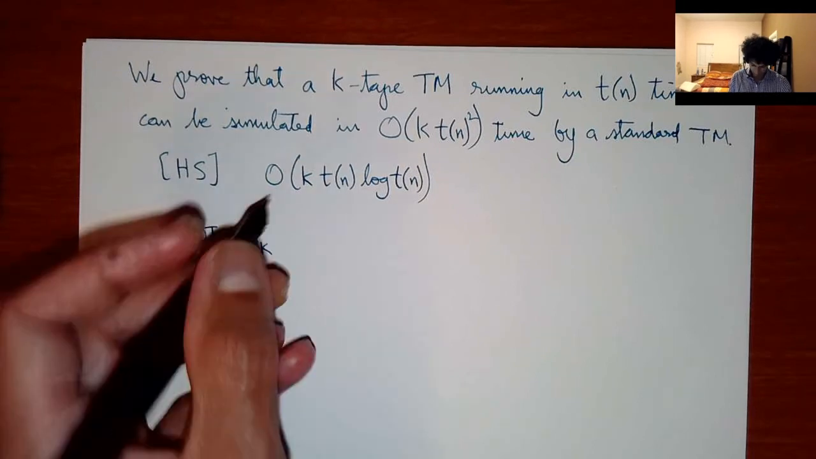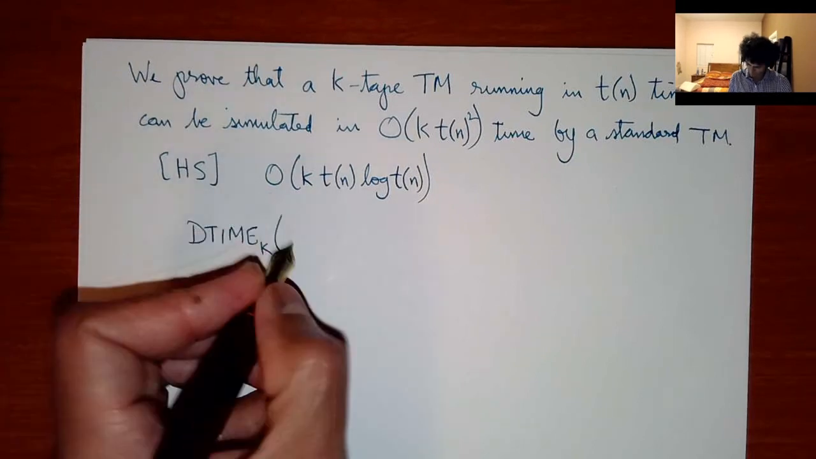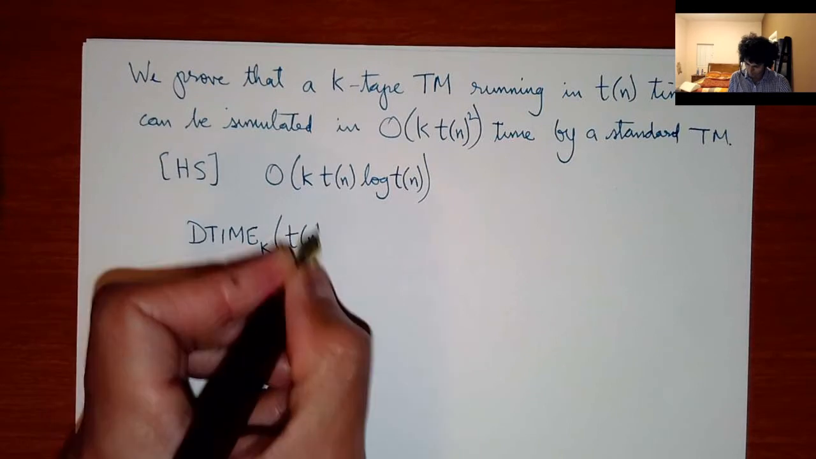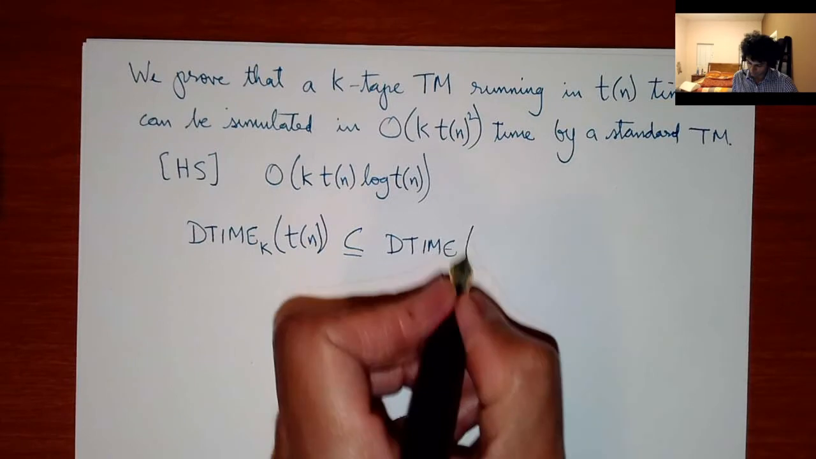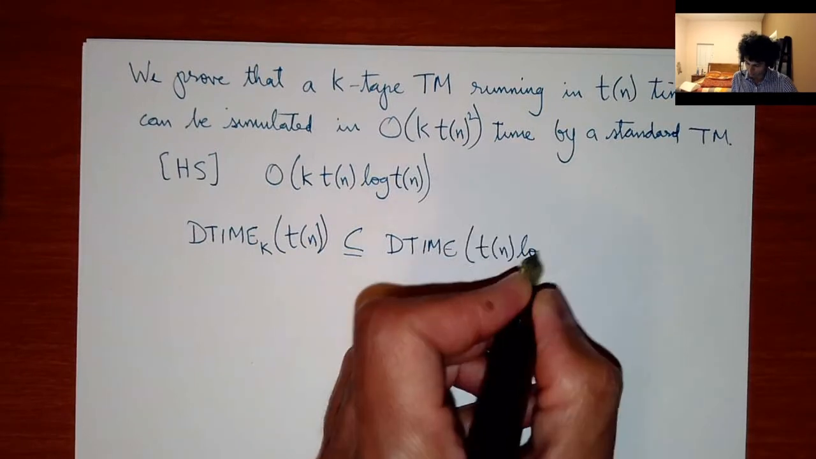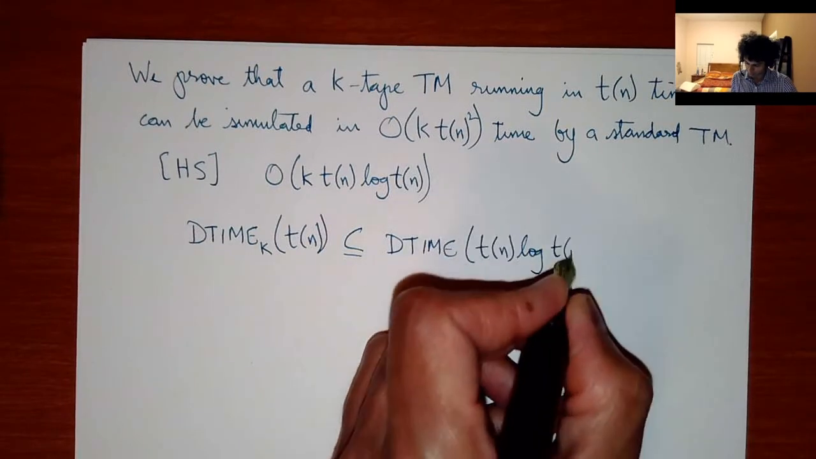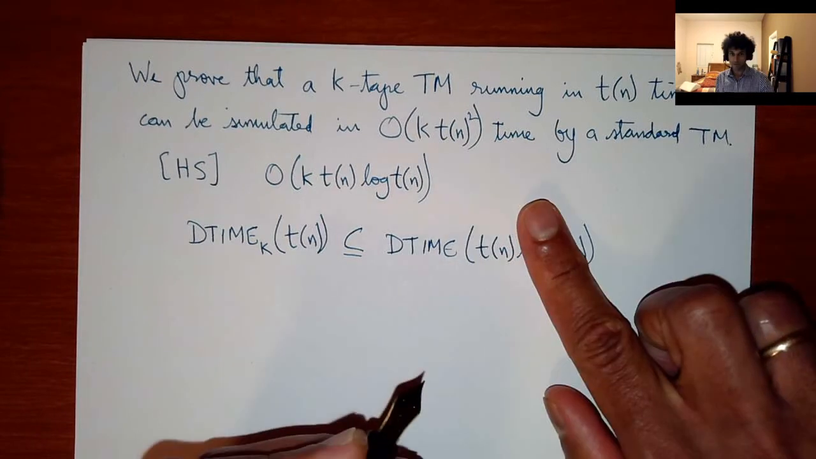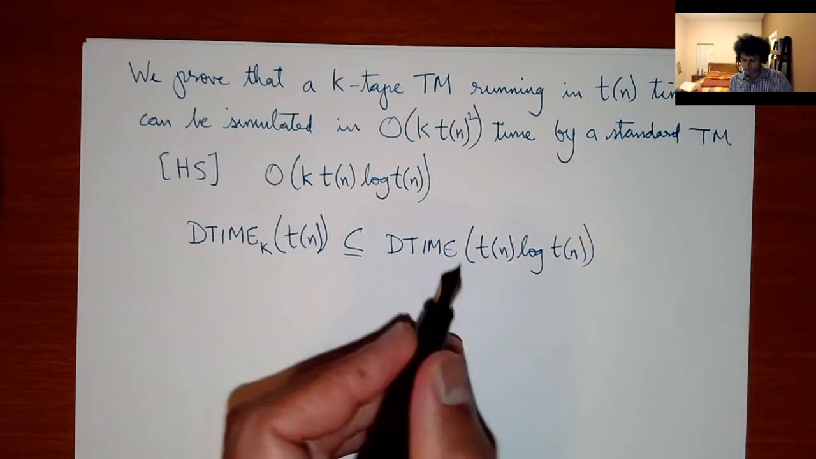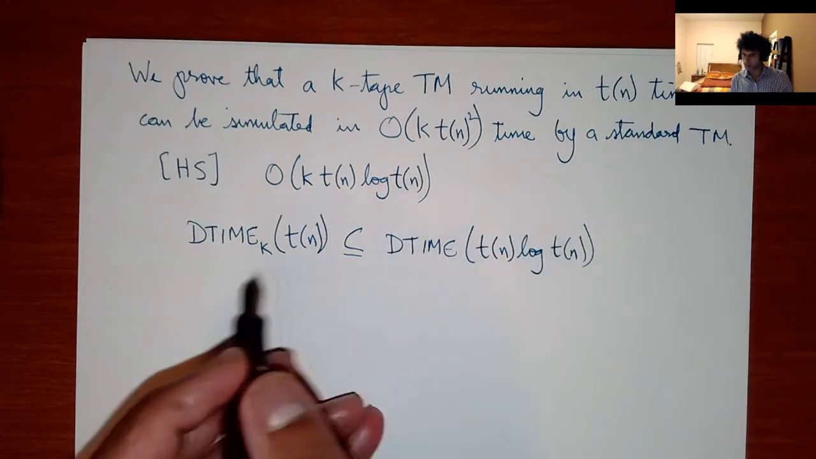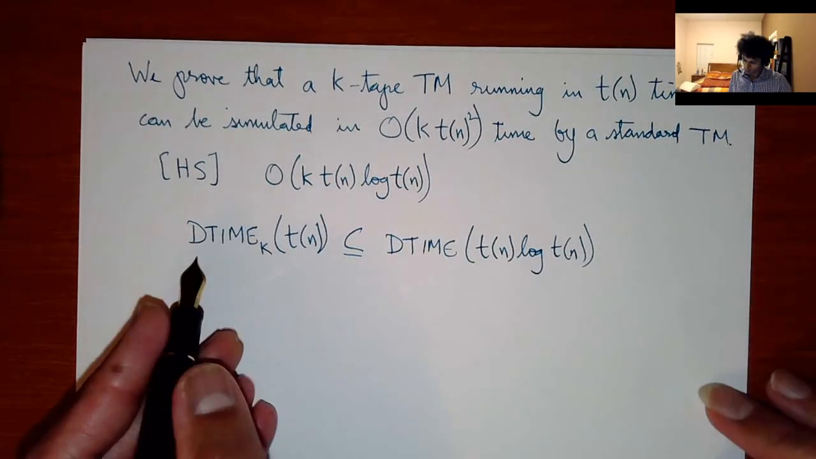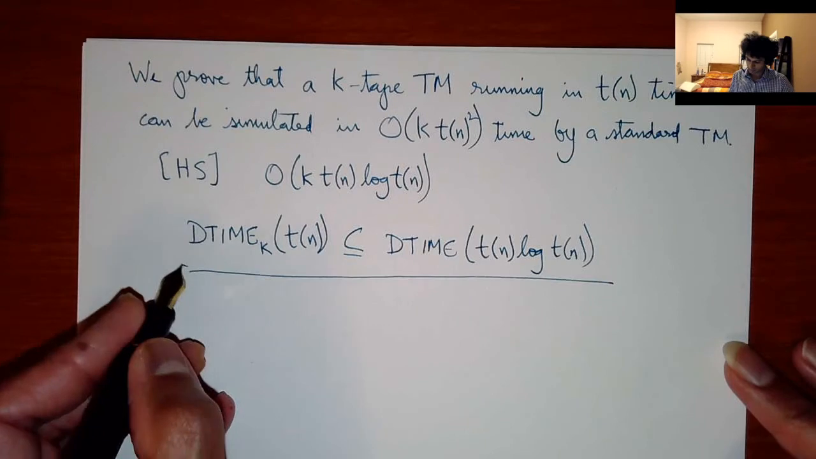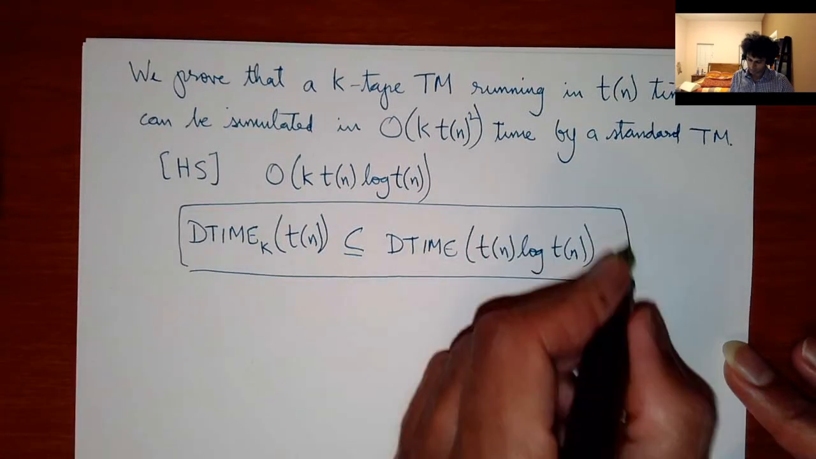So what this tells us, if we use Hennie and Stearns, we know that DTIME_k of t of n is contained in DTIME t of n log t of n, but not in t of n. That we don't know. And again, I'm absorbing the k and the constant because k is a constant with respect to this class. So we have this containment.